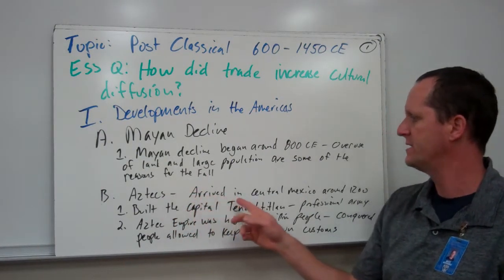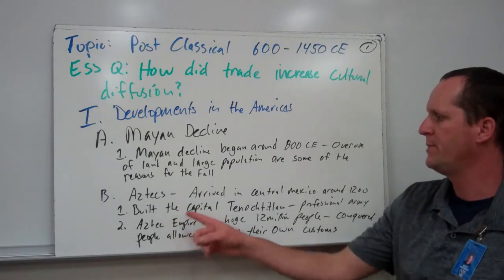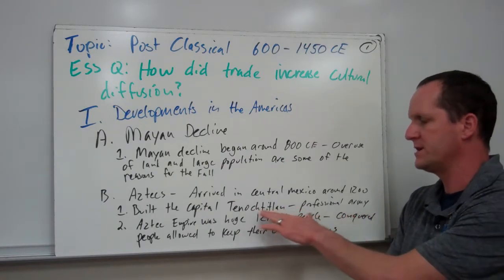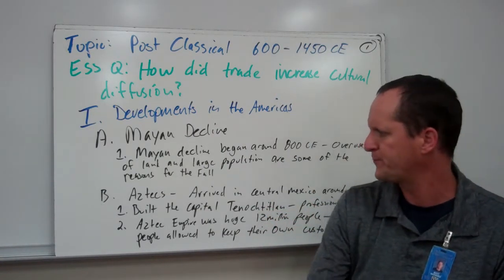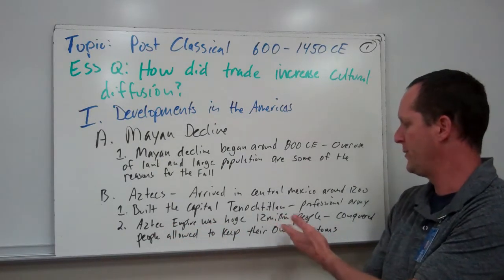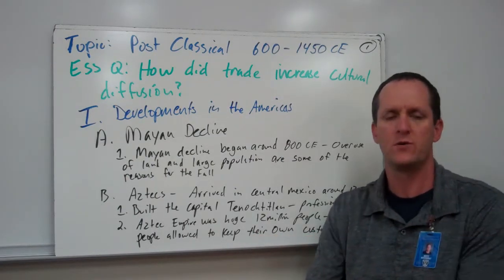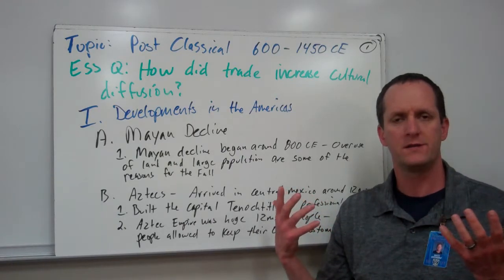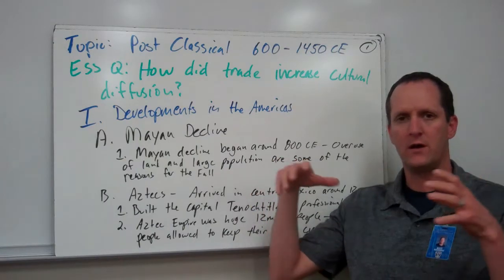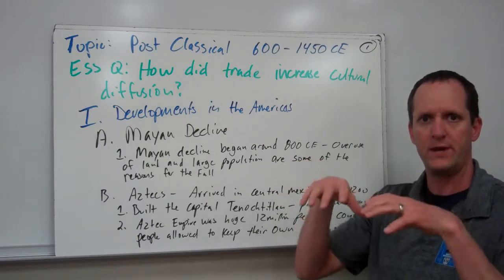So the Aztecs arrived in central Mexico around 1200. They built the capital, Tenochtitlan. They had a professional army. Tenochtitlan is in present-day Mexico City. The Aztec Empire was huge, 12 million people. Conquered people were allowed to keep their own customs, their own rituals, their own civilizations. So as the Aztec Empire grew, it overcame and took over other cultures and just incorporated them into theirs.